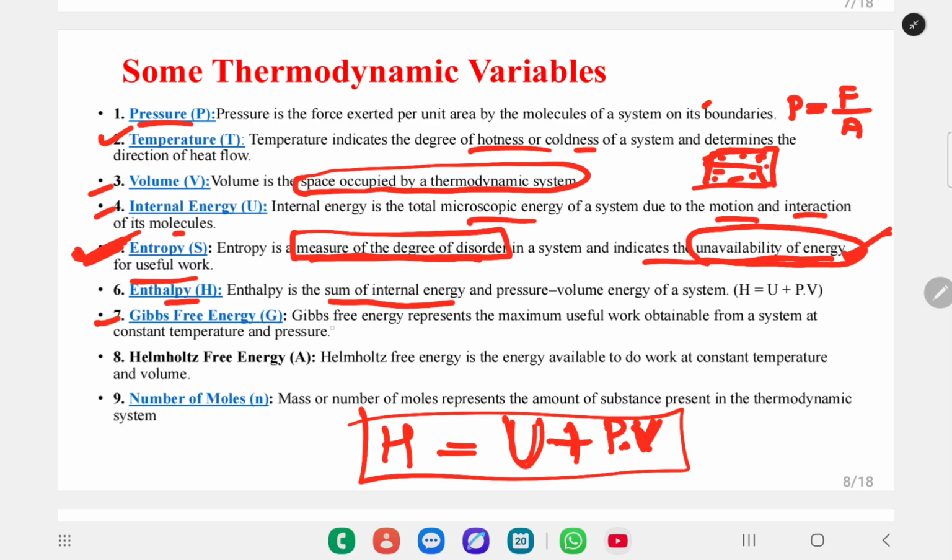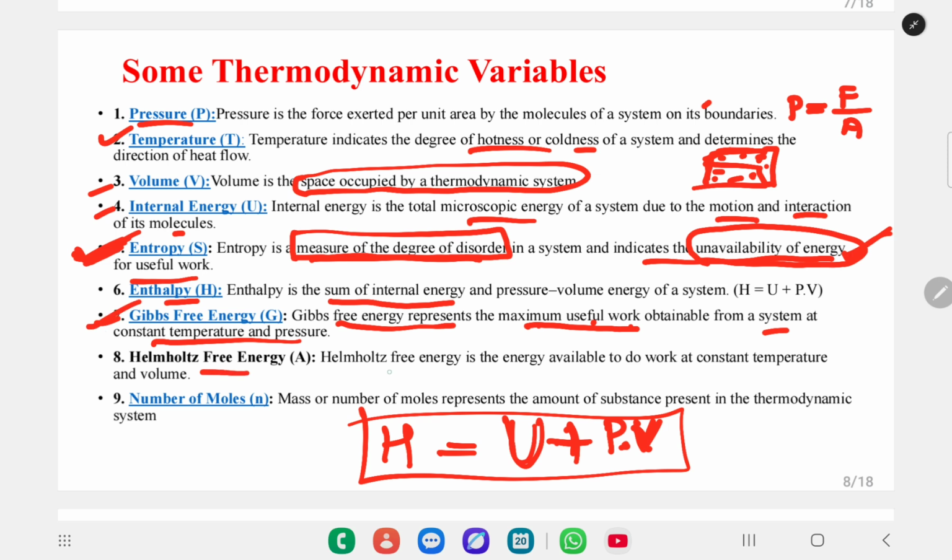Next, Gibbs free energy. Gibbs free energy represents the maximum useful work obtainable from the system at constant temperature and pressure. How much maximum useful work can be obtained from a system, that is known as Gibbs free energy. We will also learn about this later.